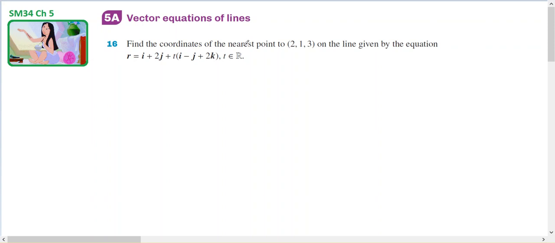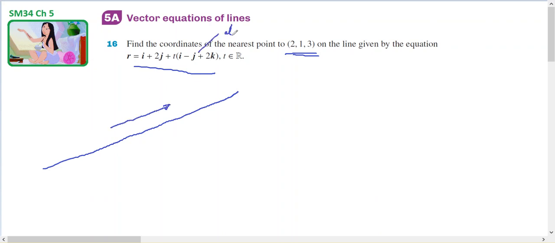This is the Specialist Maths question that comes out of 5A, question number 16. Find the coordinates of the nearest point to this point on the line given by this equation. Okay, so this is my line given by that particular equation. And that particular equation is in the direction of D, so that is i minus j plus 2k.